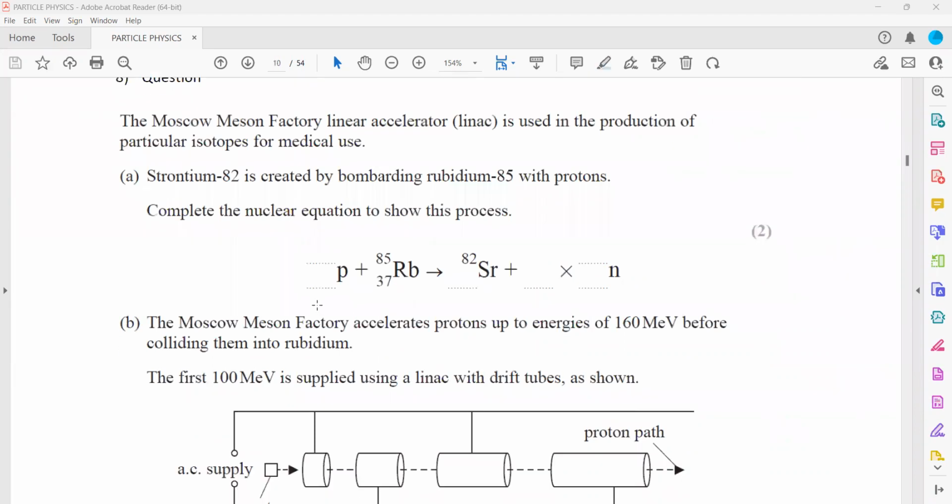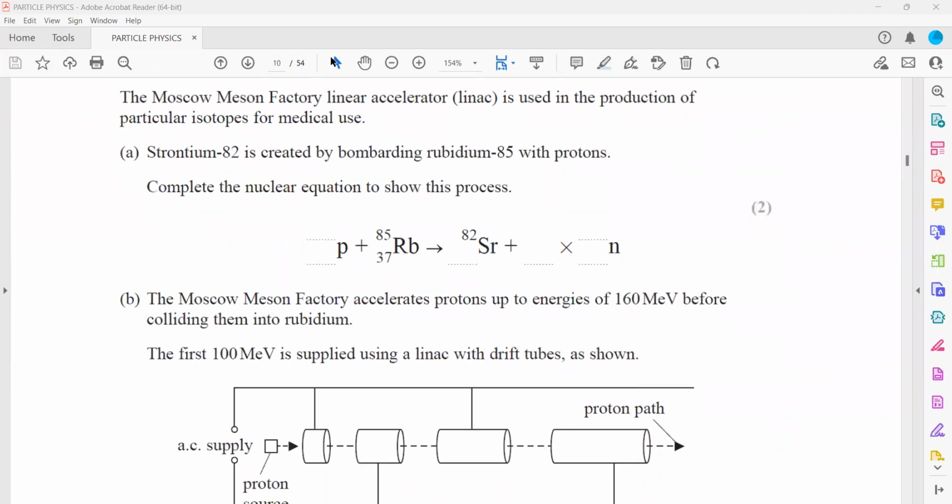In question 8, in a Moscow Meson factory, the linear accelerator, or LINAC, is used in the production of particular isotopes for medical use. Strontium-82 is created by bombarding rubidium-85 with a proton. Complete the nuclear equation.